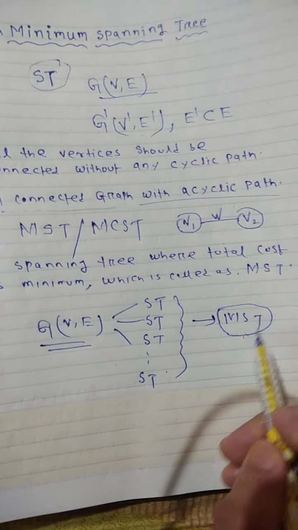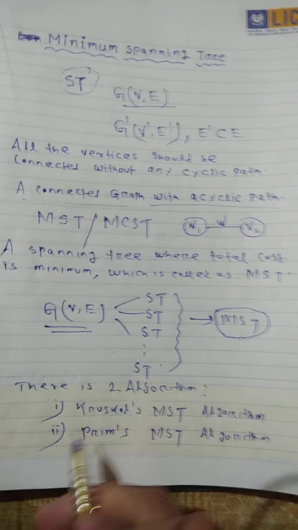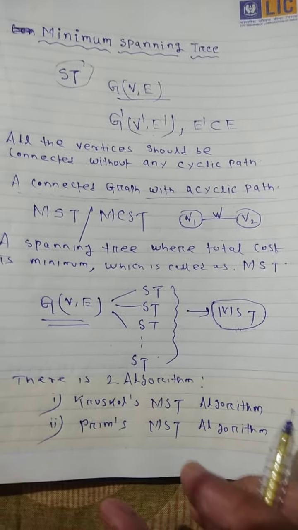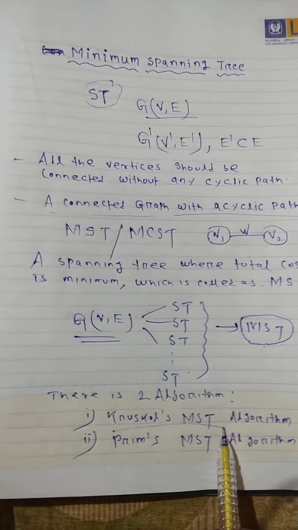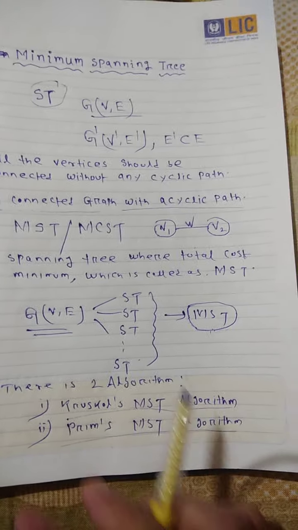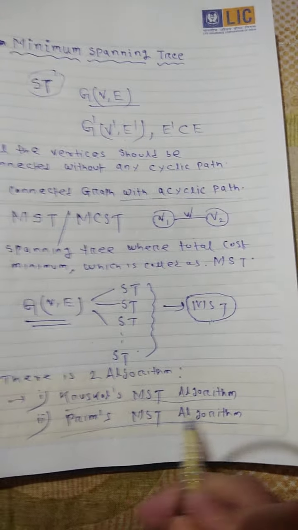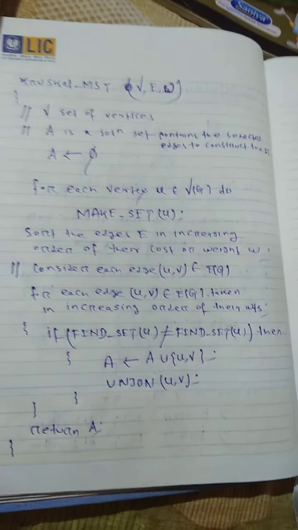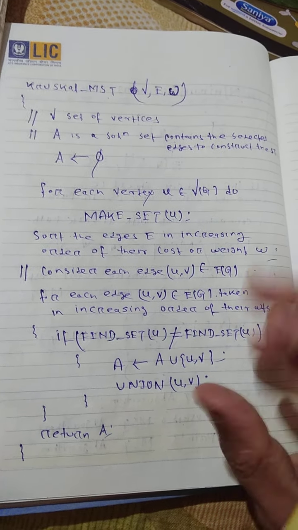So how do we compute this minimum spanning tree? There are two algorithms to compute a minimum spanning tree. One is Kruskal's minimum spanning tree algorithm, and another is Prim's minimum spanning tree algorithm. We will discuss them one by one. First, let's discuss Kruskal's minimum spanning tree algorithm. This is the algorithm to generate the minimum spanning tree.